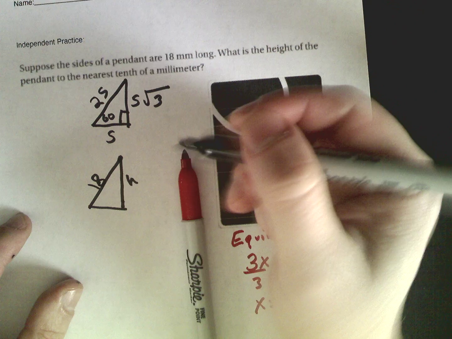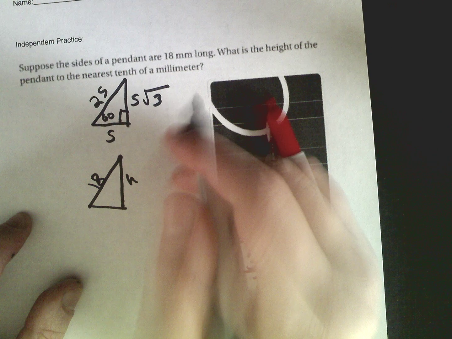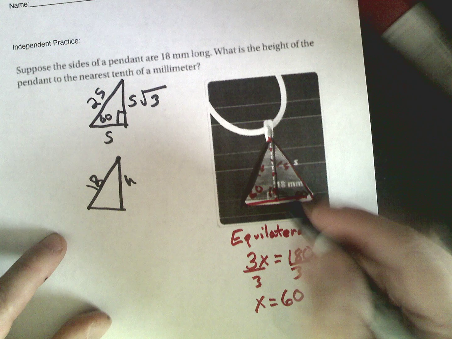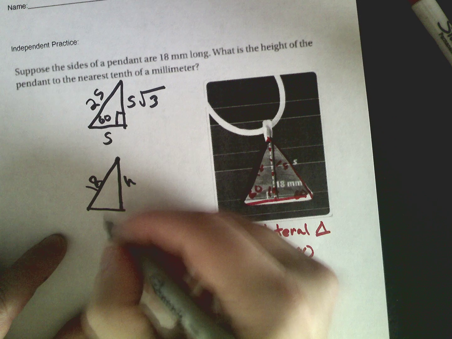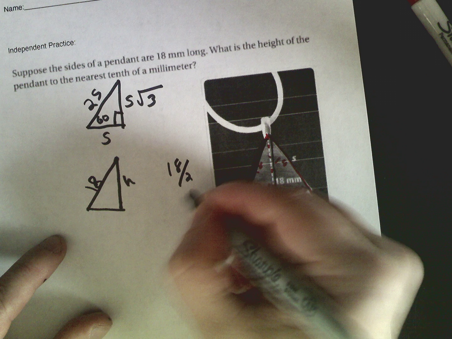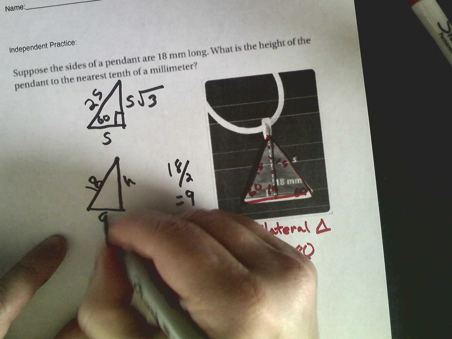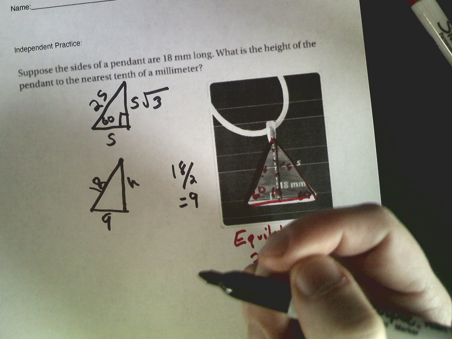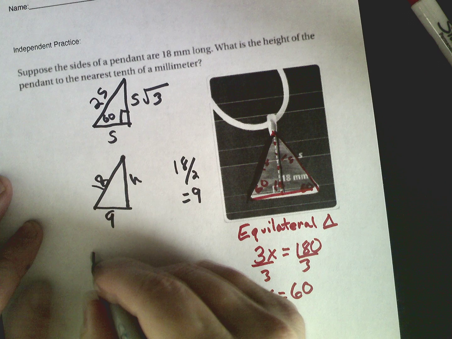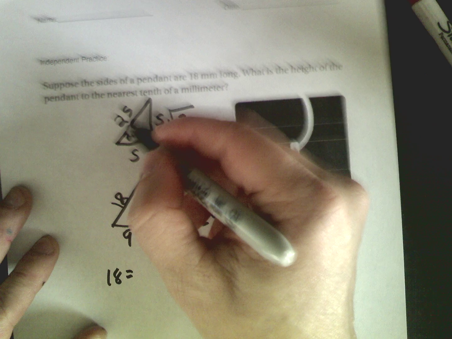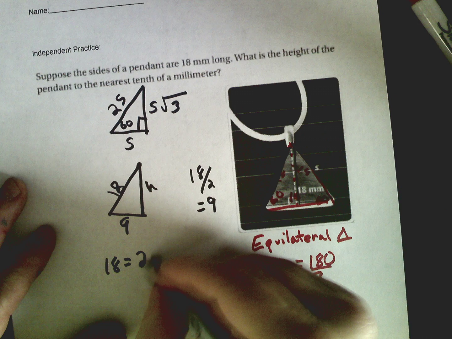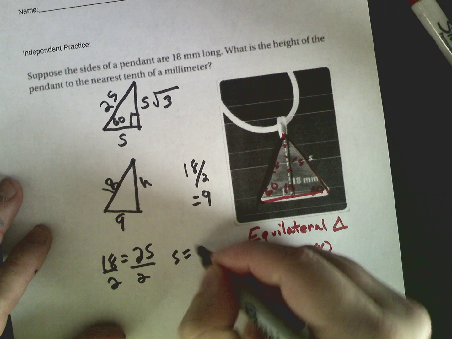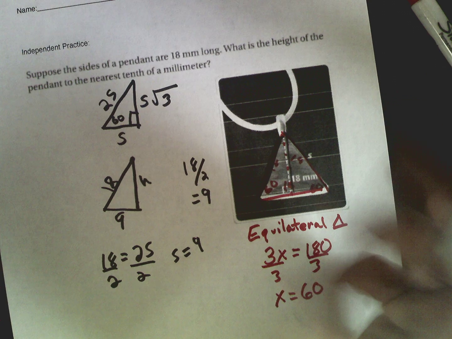I have this side, which I don't know. We'll call it H for now. And I have this side. Well, what is this side? If this is cut in half, 18 divided by 2 is just 9. So this is 9. Now, there's another way to think of it that the book would want you to say. They said 18 is really 2s, so I would divide both sides by 2. S equals 9. That's just how the book wants you to think about it.